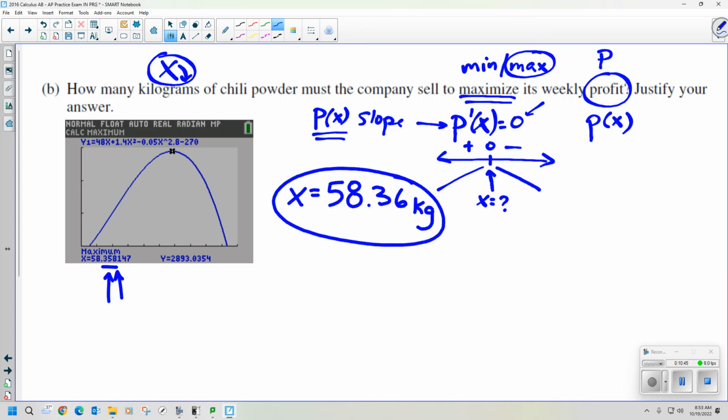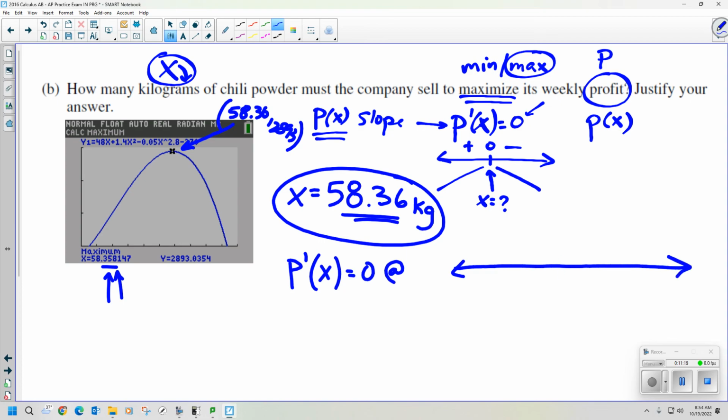Okay, but where's our justification? I suppose I can sketch this graph, and then make an arrow here that says 58.36, comma, 2893. Sorry about that writing. Or, all right, I can really do a number line. I can say the first derivative equals 0 at that 58.36. Put it on a number line.